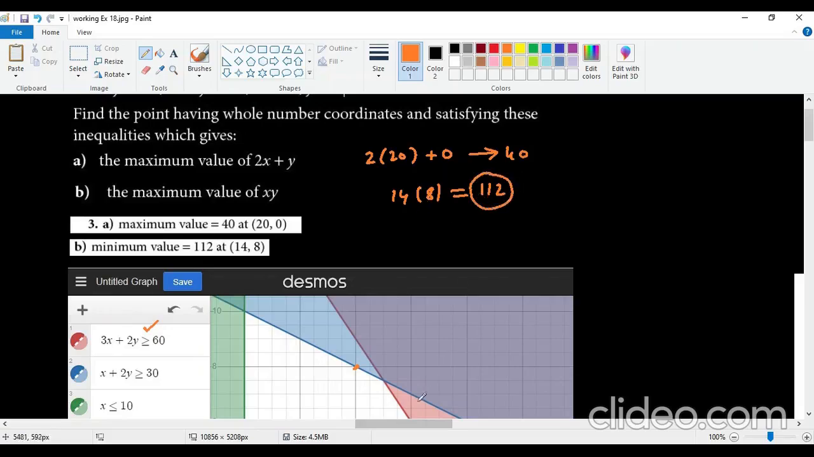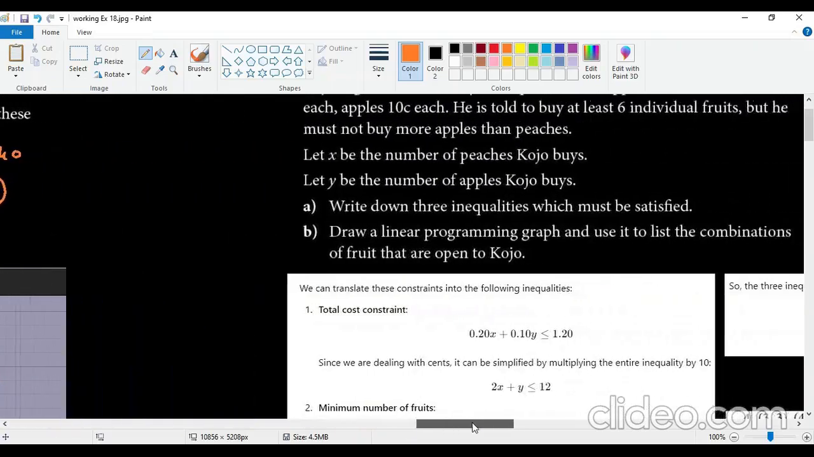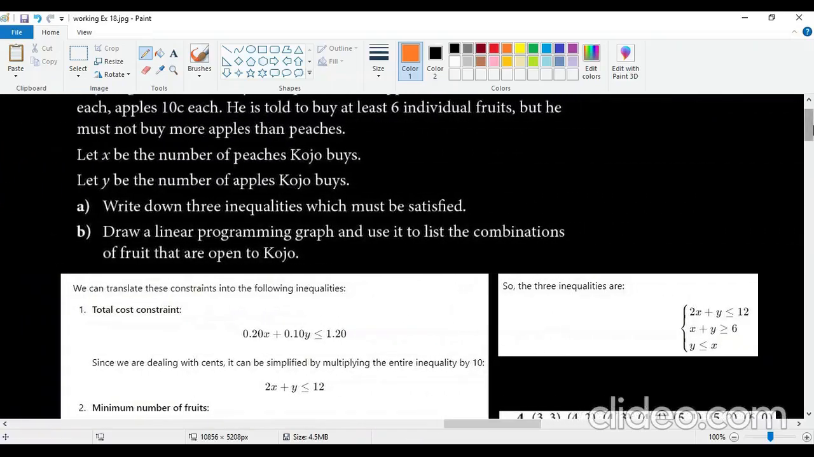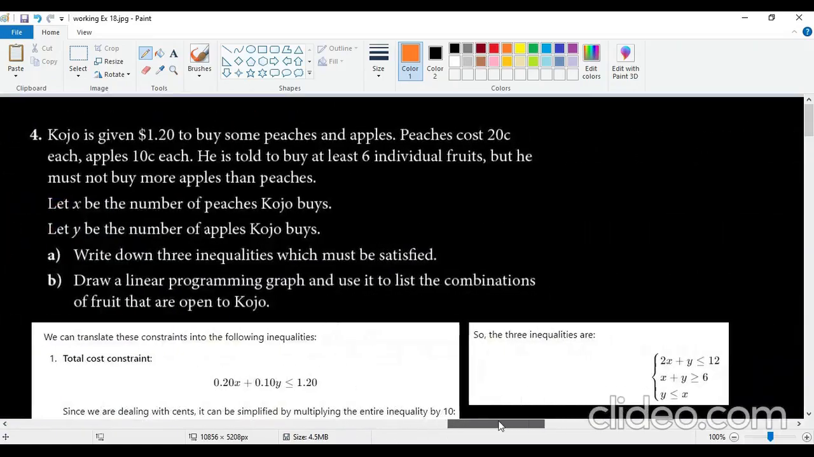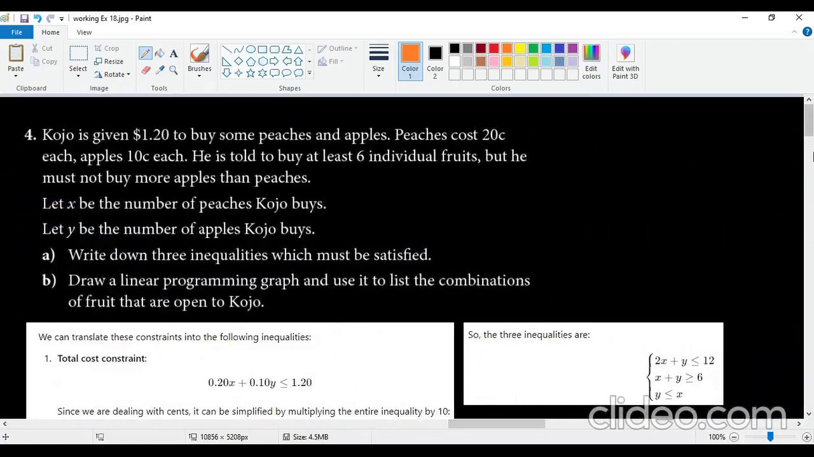Now question number 4 is something tricky and a bit difficult to understand. Okay, now it says Kojo is given £1.20 to buy some peaches and apples. Peaches cost 20 cents and apples cost 10 cents each. He is told to buy at least six individual fruits, but he must not buy more apples than peaches.